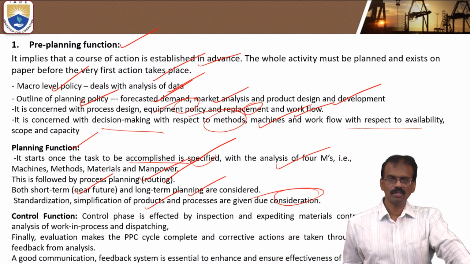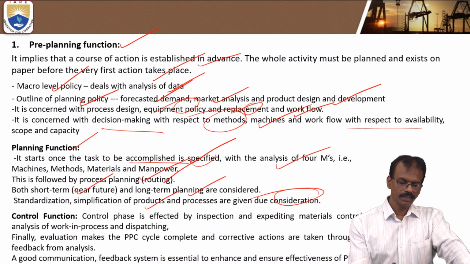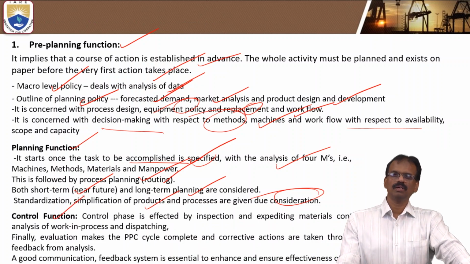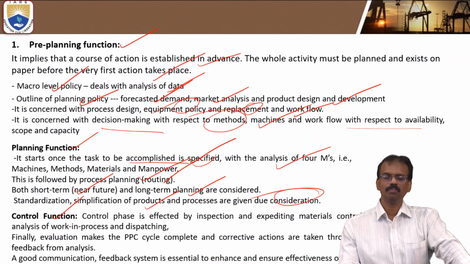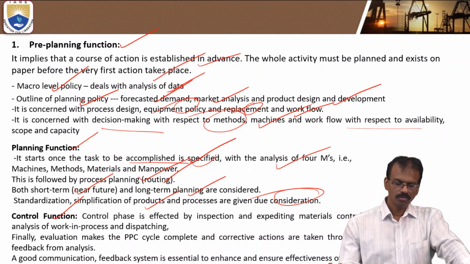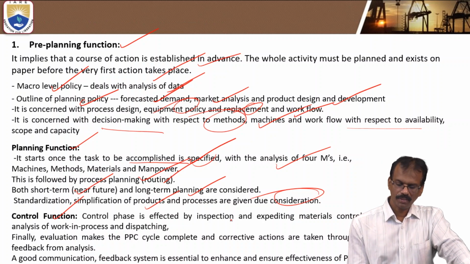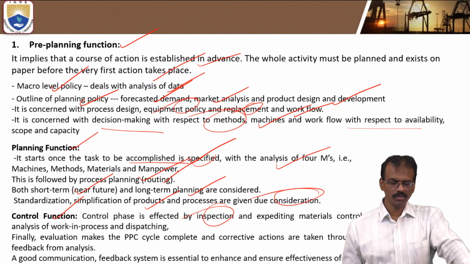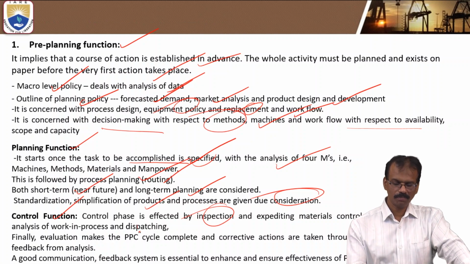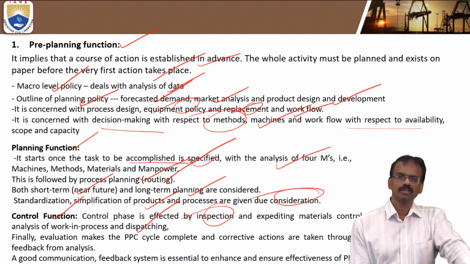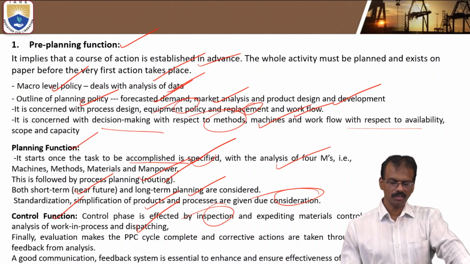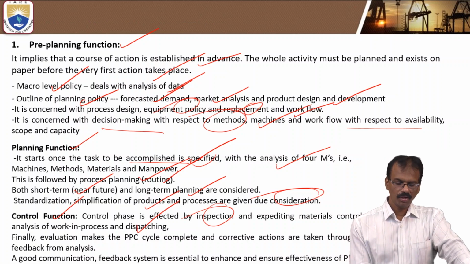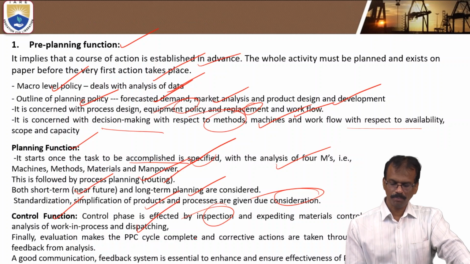So next one is the control function. You know that it is very important for the smooth running of the production process. The control phase is effected mainly by inspection and evaluation of the working process, and dispatching. These two words, evaluation and inspection, are very important. Evaluation makes the PPC cycle complete.